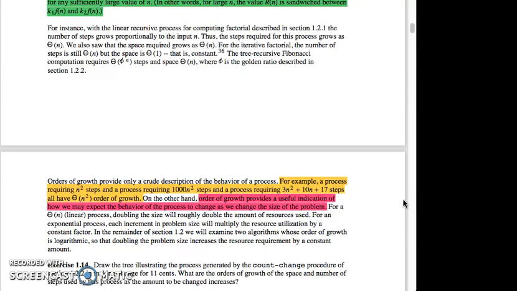The tree-recursive Fibonacci computation requires Θ(φ^n) steps and space Θ(n), where φ is the golden ratio described in section 1.2.2.